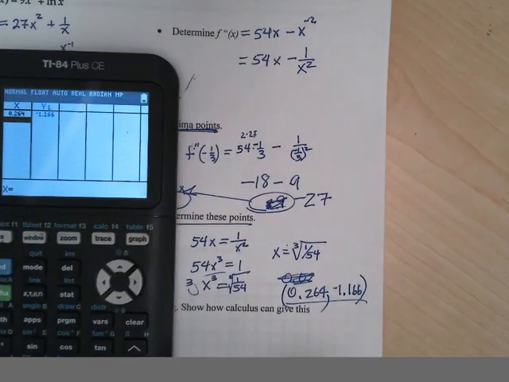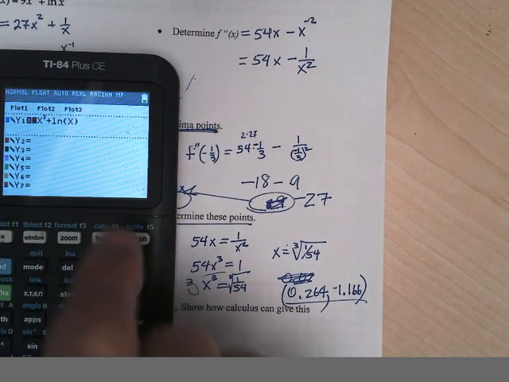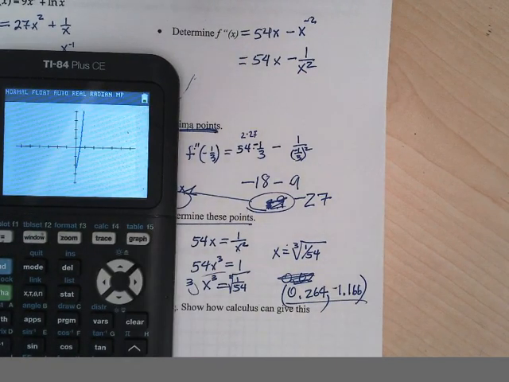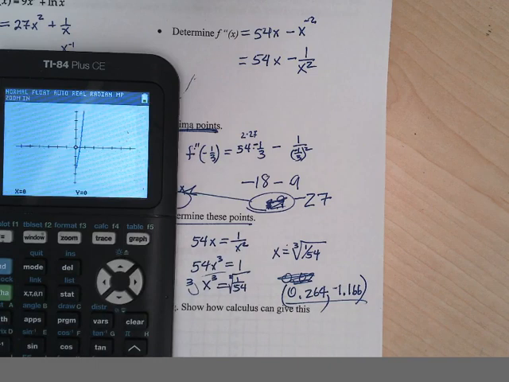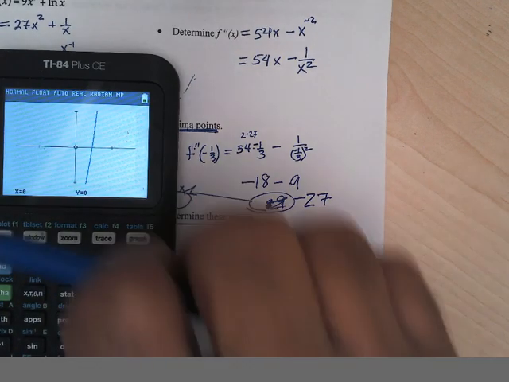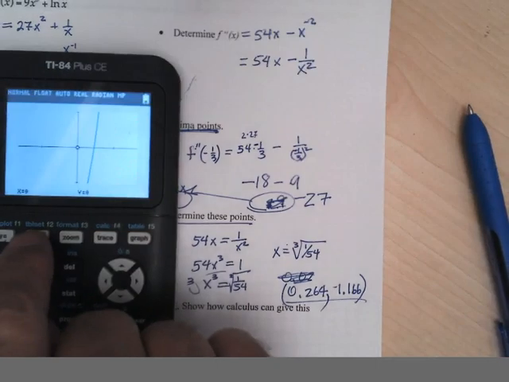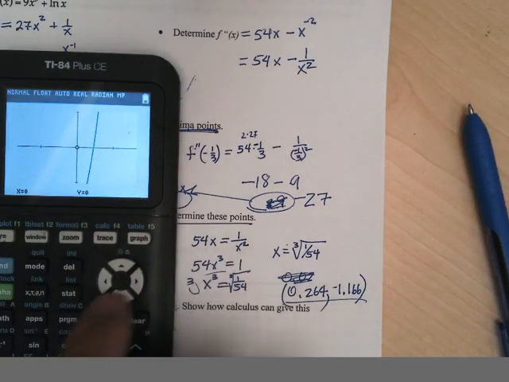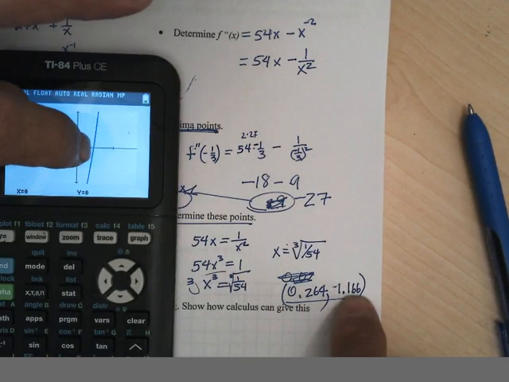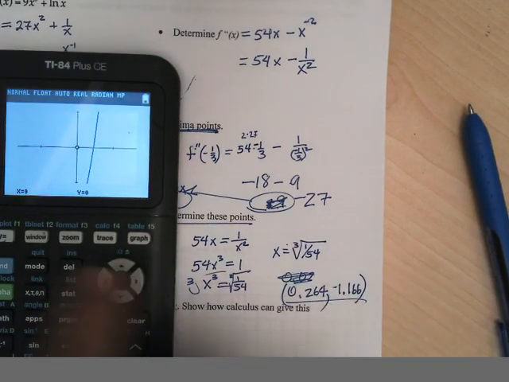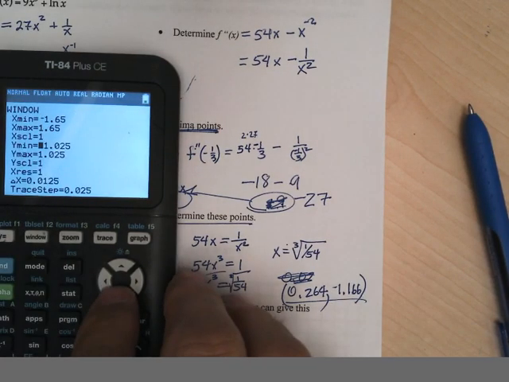Let's look at that inflection point. So let's go to the graph and let's zoom in. So it looks like it's curved up. And we're supposed to look at 0.2 something and -1 point something. So I'm going to look down lower here.